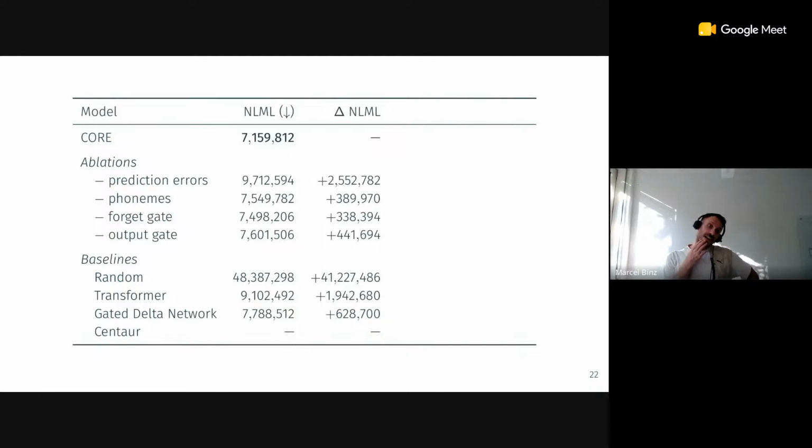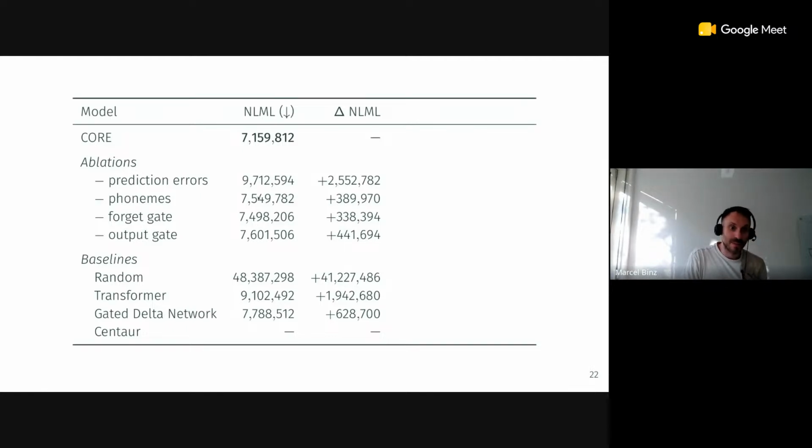Then we do a bunch of ablation analyses, looking at whether each of these components is actually needed to capture human behavior well. First, looking at negative log marginal likelihood, again, lower means better. We see that the full core model achieves a value of around 7.1 million. Then we remove each of these individual components. We remove prediction errors and store raw values instead. We remove phoneme-based processing and instead use standard byte pair encoding, like we would typically do with language models. We remove the forget gate and the output gate, and we see that removing each of these components makes the model worse at capturing human behavior, indicated by the increase in these metrics.